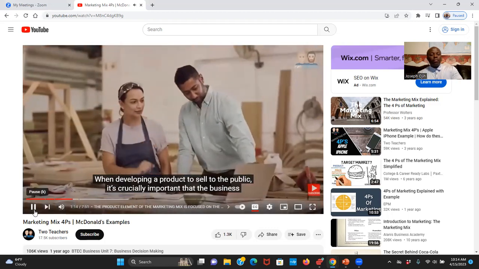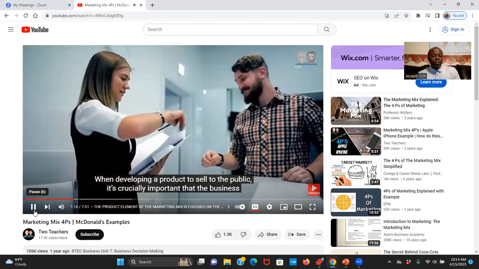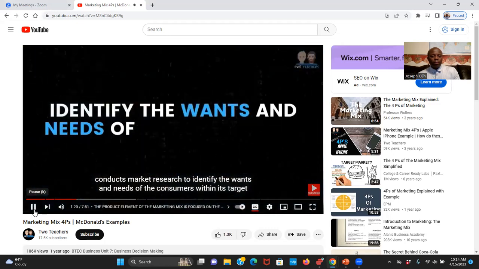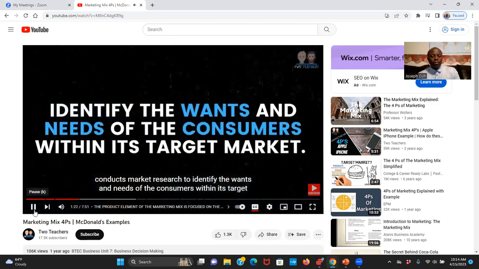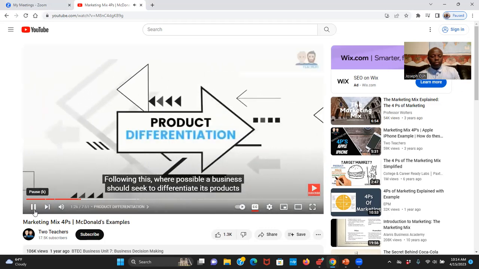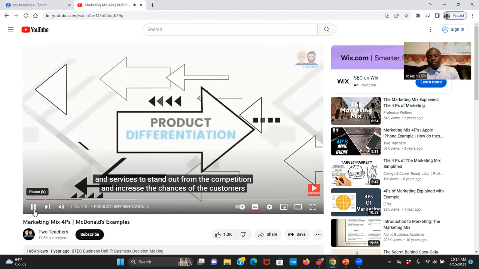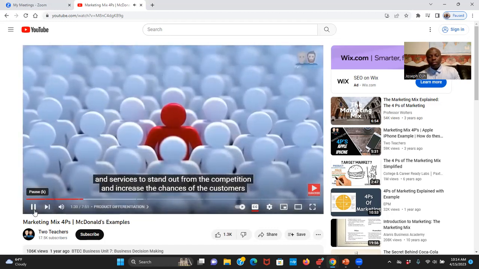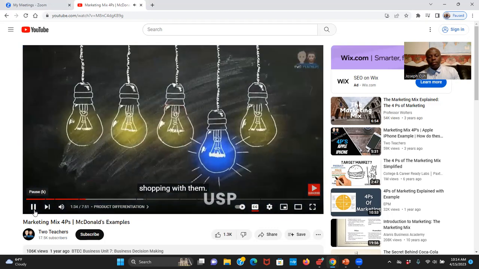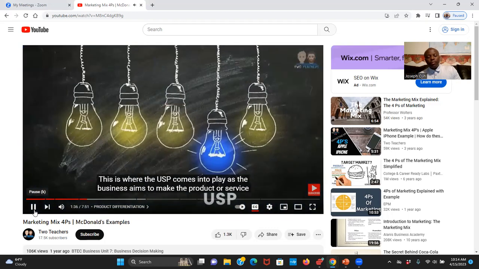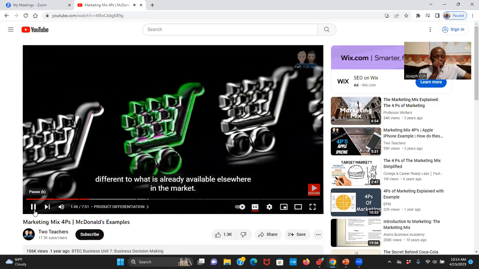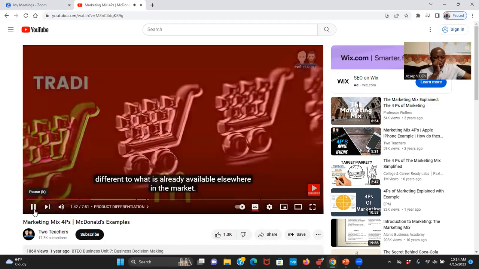When developing a product to sell to the public, it's crucially important that the business conducts market research to identify the wants and needs of the consumers within its target market. Following this, where possible, a business should seek to differentiate its products and services to stand out from the competition and increase the chances of customers shopping with them. This is where the USP comes into play, as the business aims to make the product or service different to what is already available elsewhere in the market.